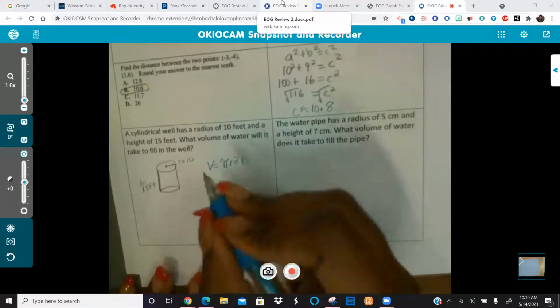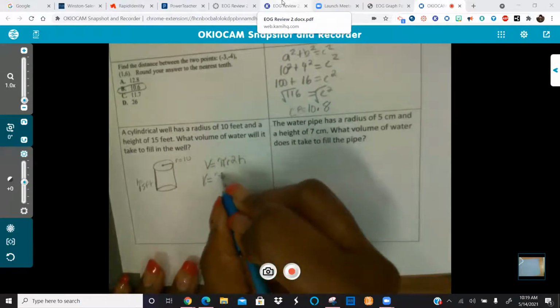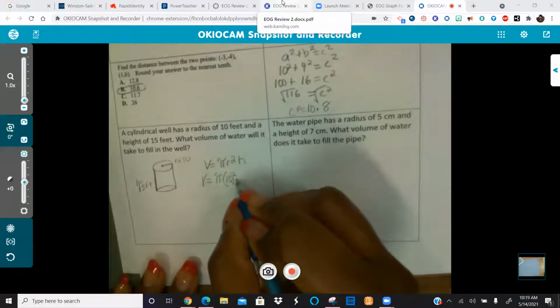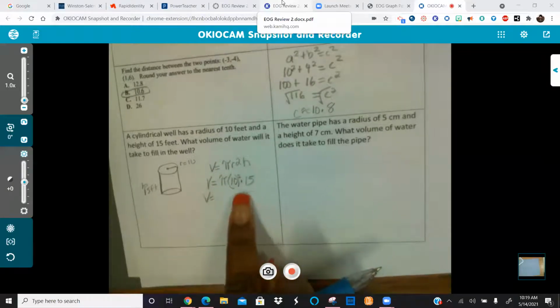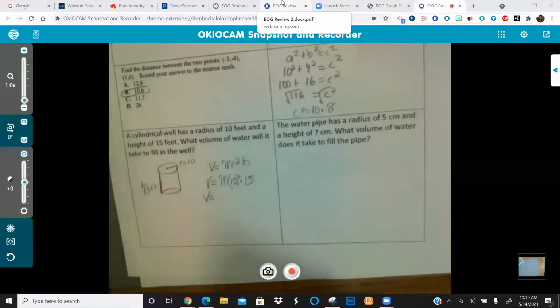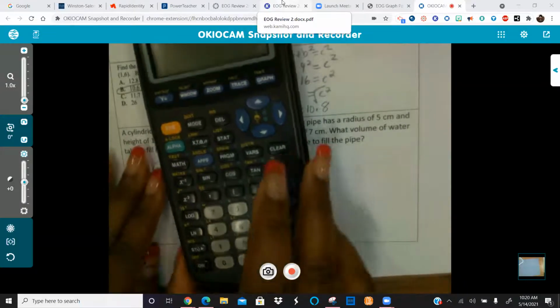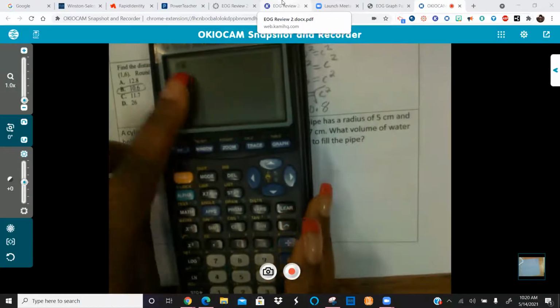Okay. All right, so we have V is equal to pi. We're going to type this in the calculator. And then r is 10 squared times the height, which is 15. Okay, so let's type this in the calculator and see what we get. And we're going to round to the nearest tenth place. So we got pi. Look at where pi is in the calculator. It's the second button and the caret key. This is how we get pi in the calculator. You need to know that. You're going to have to use it.